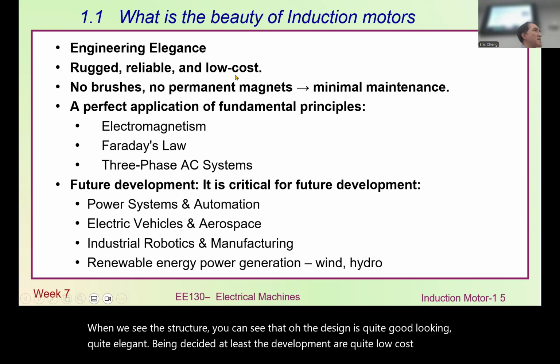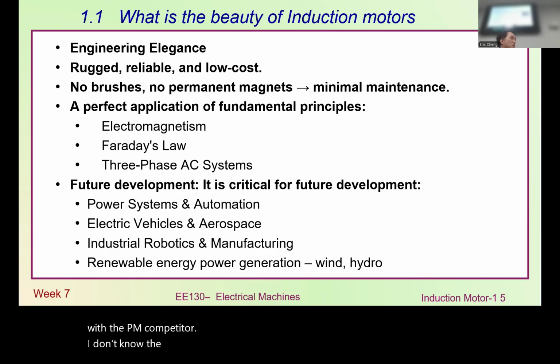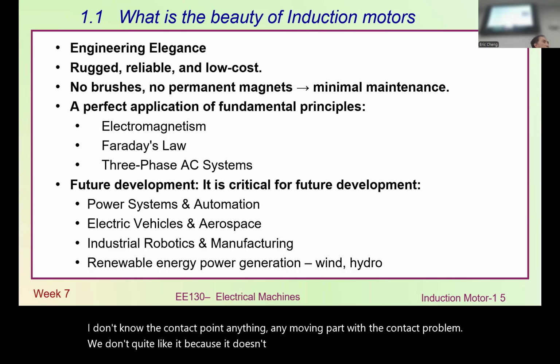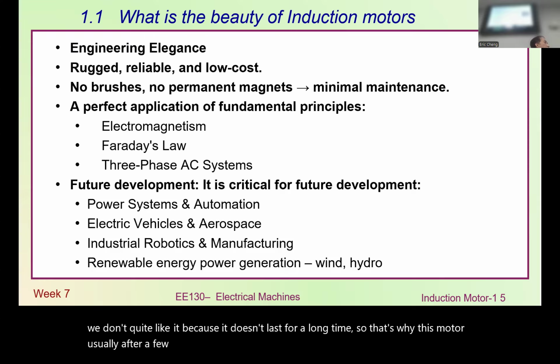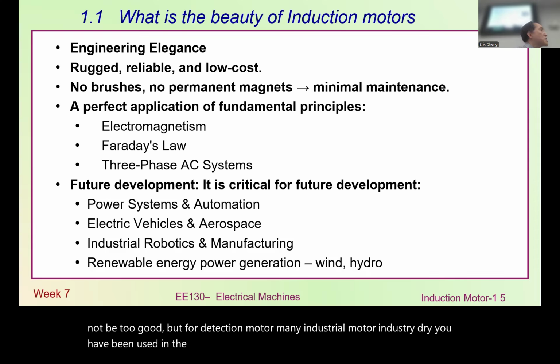We don't need the parts like in a DC motor, with the PM, commutator, and contact points. Any moving part with contact problems, we don't quite like it because it doesn't last for a long time. That's why a DC motor usually, after a few years, maybe 2 years, you need to change the carbon brush. That may not be too good. But for industrial motors, many industrial drives have been used in the market for more than 10 years, 20 years without any maintenance.